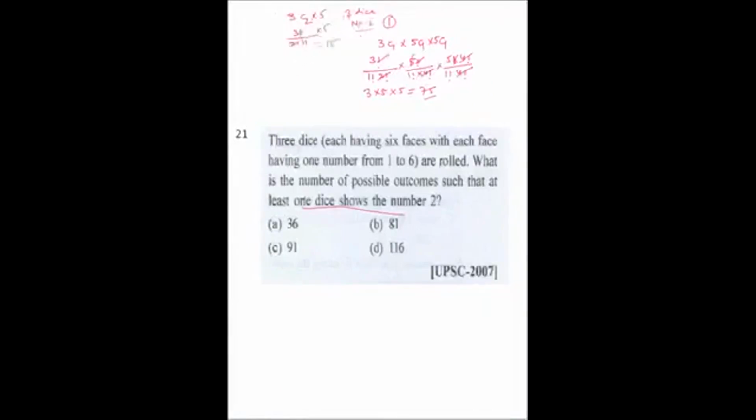Now we take the next case where out of 3, all of them are showing number 2. So there will be only one possible case for this, so one possibility. So total possible are 75 plus 15 plus 1. So this is 91. So answer is C.